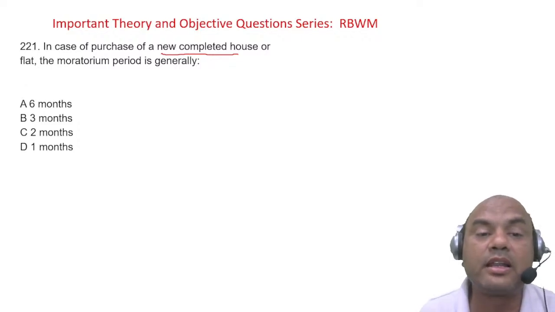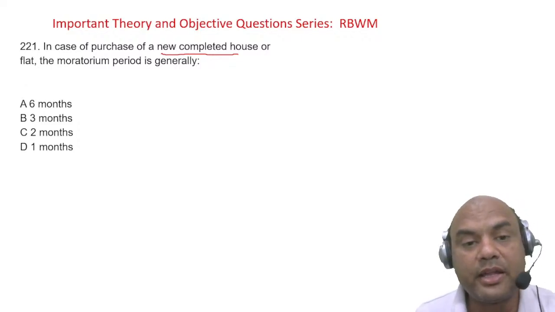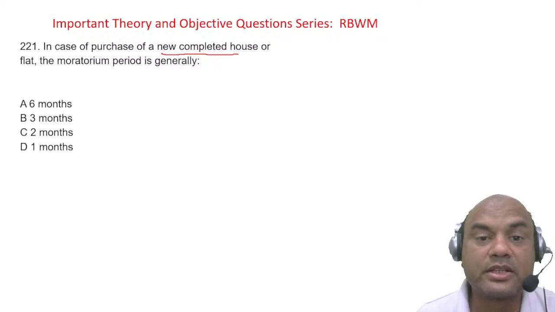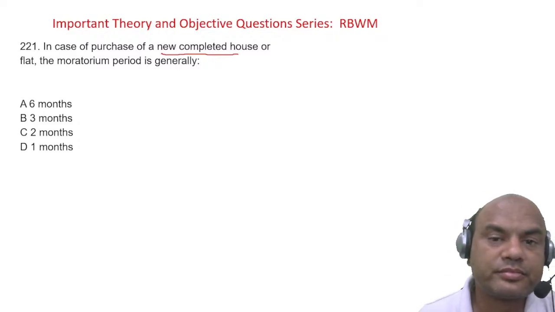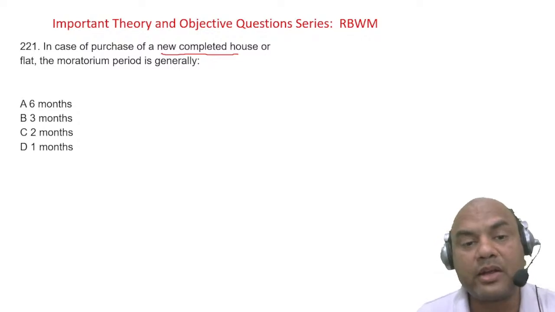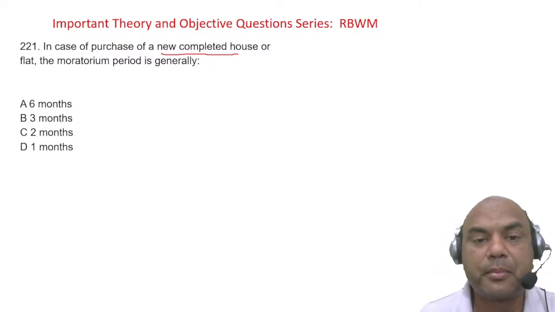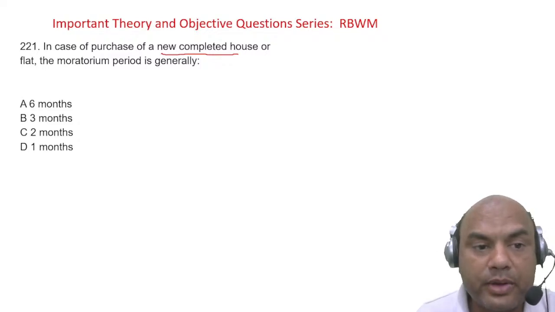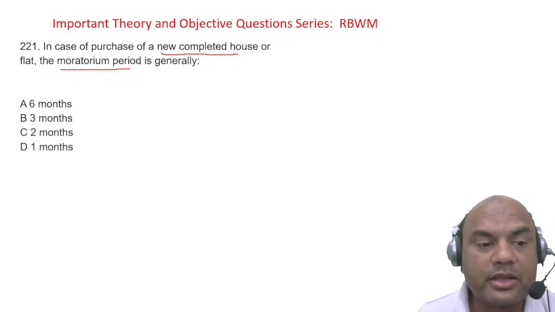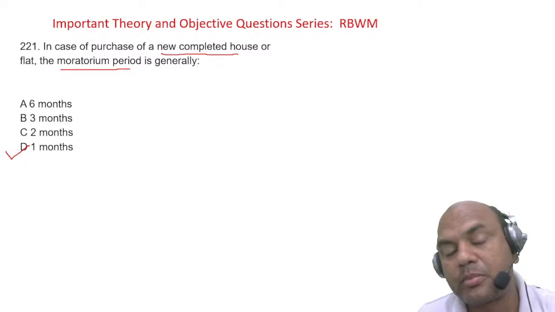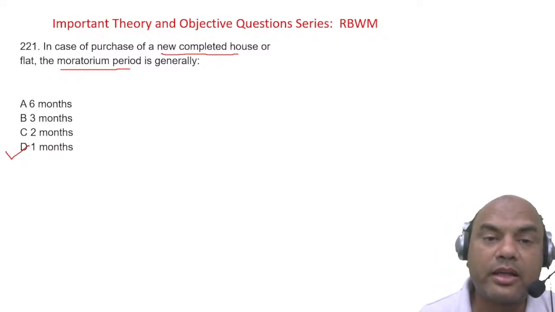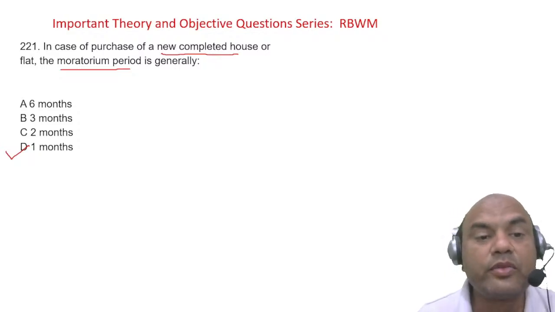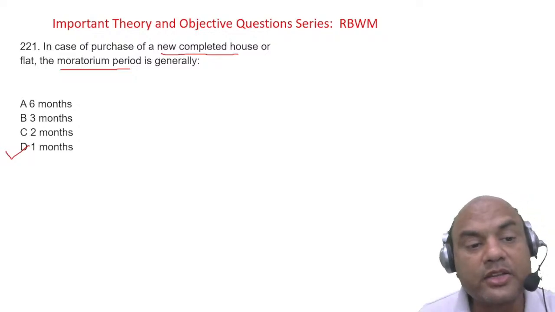Now it's hardly related to banking or any home loans. It is related to logic. What is the answer over here? What do you think? Newly completed house or a flat, the moratorium period is generally, whenever there is no moratorium period, the actual answer is 1 month. Okay, 1 month is the moratorium period. Means I'll disburse the loan today and then you will start paying after 1 month, right? So whenever there is no moratorium period, the correct answer is 1 month.